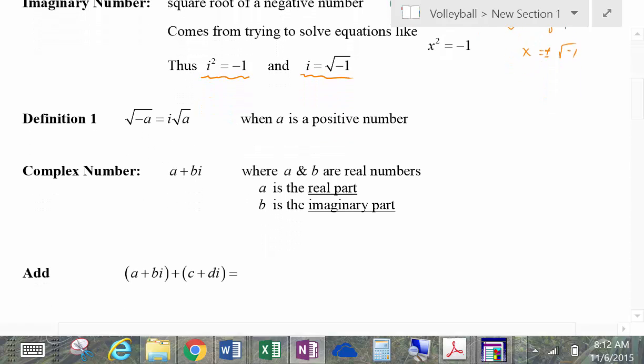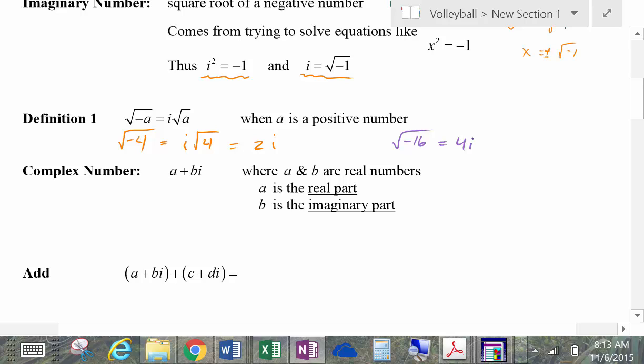Well, if we have something else inside there other than -1, we can break it up. So square root of -4, like we dealt with before, we can take out the square root of -1 as i, and we're really left with square root of 4 times i, which is 2i. Are there any questions about this so far? Okay, why don't you guys tell me then, what is the square root of -16? Good. 4i.